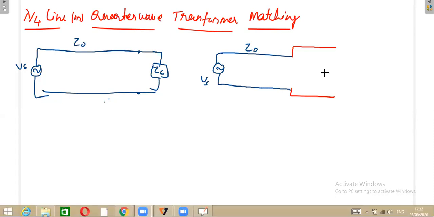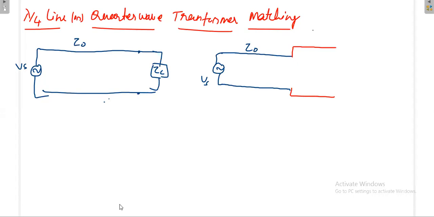Okay. So I'm going to break the load. I'm going to introduce a section of transmission line whose length is lambda by 4. Now I connect my load here. What I'm doing is removing the load and, just before the load, introducing something. That something is called a lambda by 4 transformer line. What is the length of the red color line? That is lambda by 4. That is a quarter wave transformer, because a lambda by 4 line can act as a quarter wave transformer.